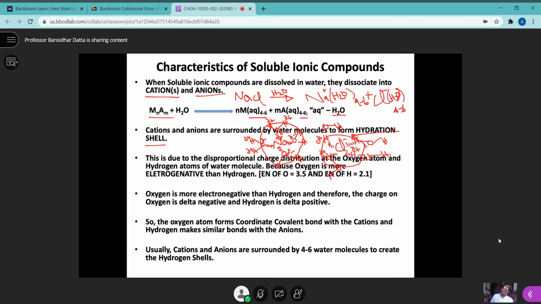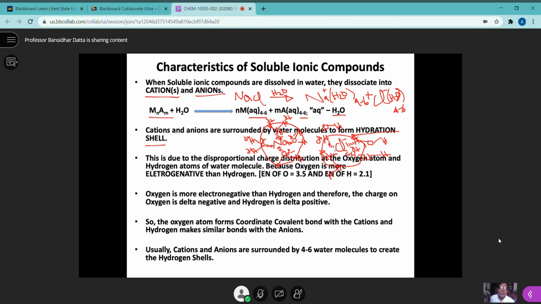So basically, all cations and anions are, this is an example of sodium chloride. You can have magnesium chloride, calcium chloride, zinc chloride, aluminum chloride, any kind of cations will be surrounded by water molecules and will create the hydration shell. Oxygen is directed towards the metal ion because oxygen is delta negative. And the counterpart anion will be directed by the H delta plus, the hydrogen. And that's how they make the hydration shell.